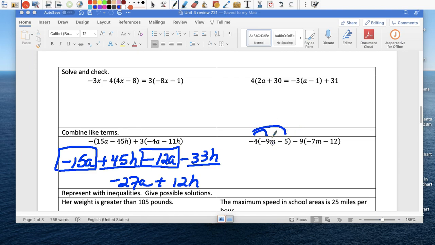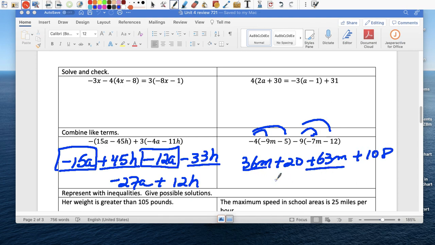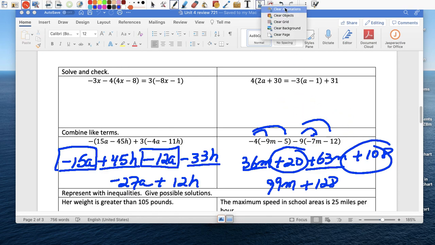Again, distributive property. We get 36m plus 20. And then these two we get plus 63m, and then plus 108. Combine like terms, yeah, the m's, they're both positive, so we get 99m plus 20 and 108, 128. So these two, they're all positive, and that's my final answer.